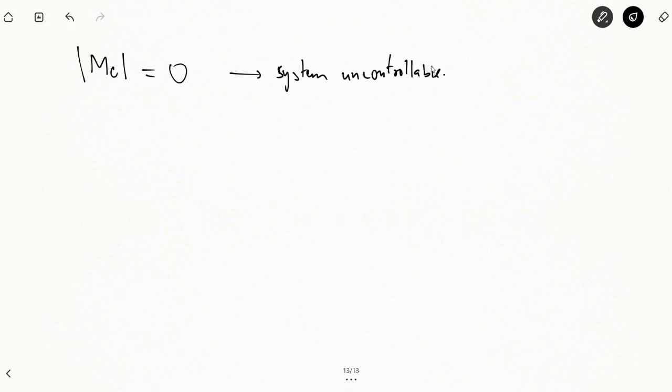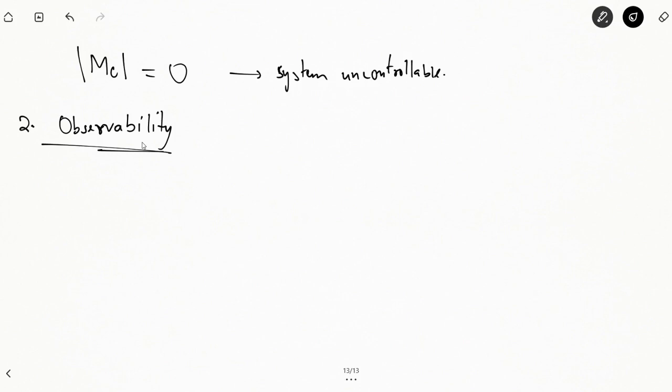So this is about the property of controllability. We'll do the examples later. The second property that I just mentioned is observability. So what does controllability mean? You can control a state and bring it from its initial state to its final desired state. Then the system is said to be controllable.